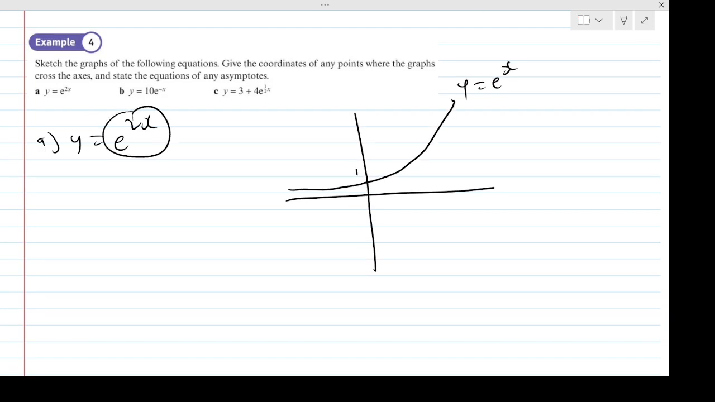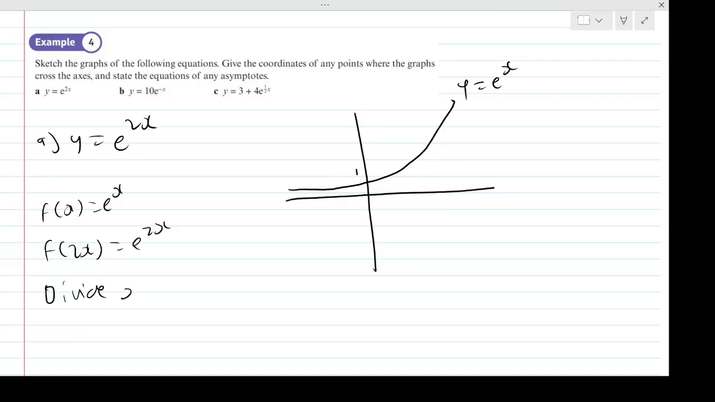Then what's e to the 2x? If you consider functions, if f of x is equal to e to the x, then e to the 2x is going to be f of 2x. Remember our graph transformations: what we do inside the function, we do the opposite to what we expect. What do we expect? We double the x coordinates. But actually, instead we're going to divide the x coordinates, or x values, by 2, informally.